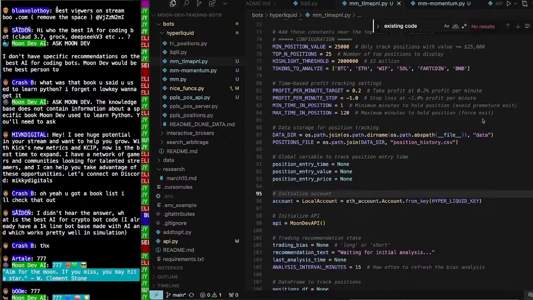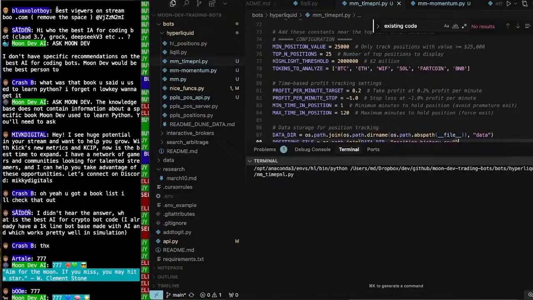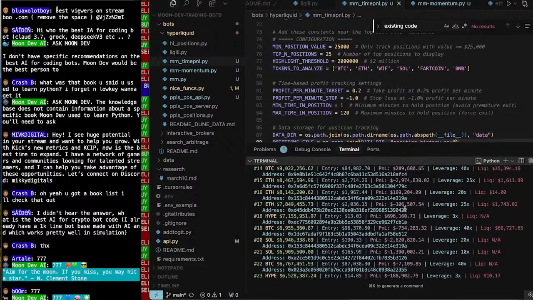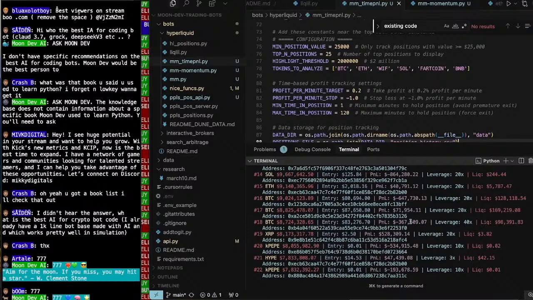Okay, let's see this run now. Okay, this should run now. Okay, you can see here it's getting all the liquidations that are close. All the close liquidations here.